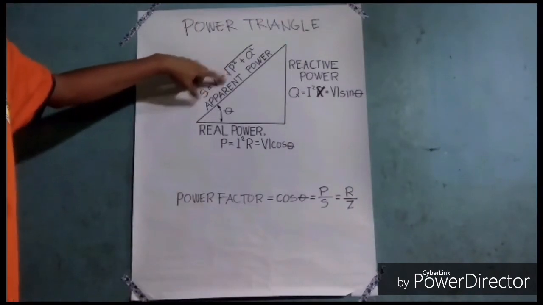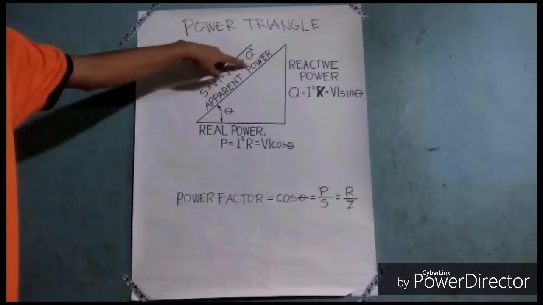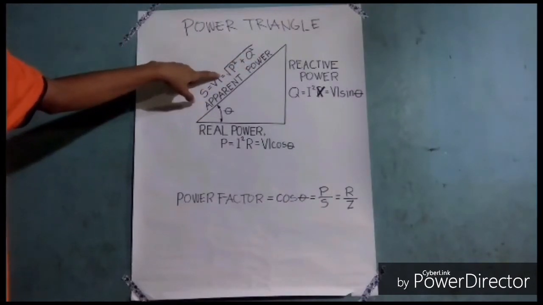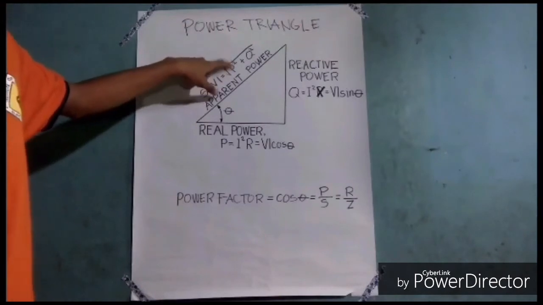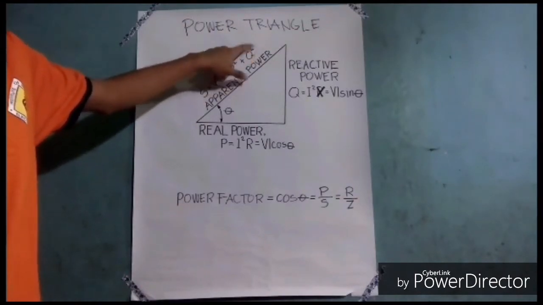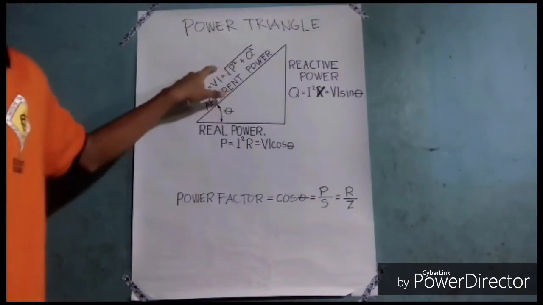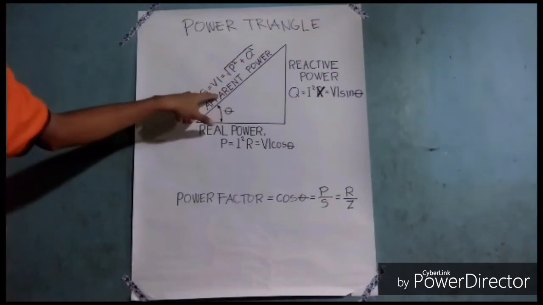First, in the hypotenuse side, we have the apparent power, S is equal to VI is equal to the square root of P squared plus Q squared. As you can see, the formula is just like the Pythagorean theorem for finding the hypotenuse.